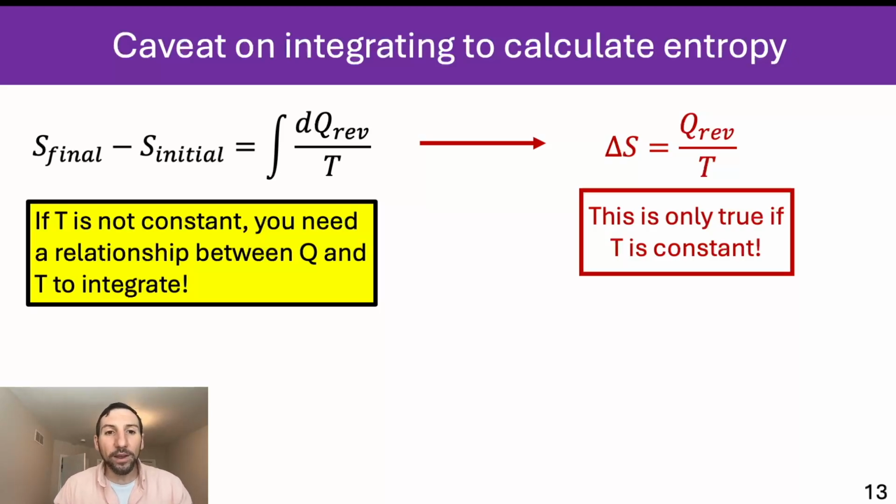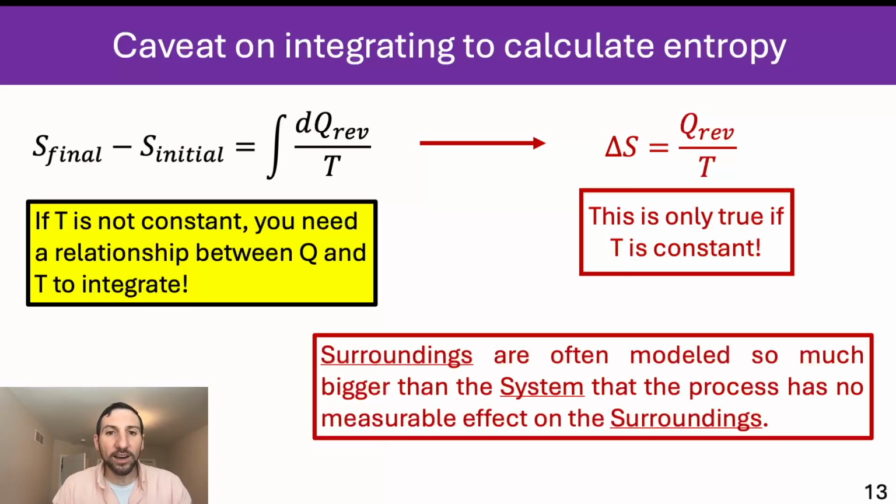Now, one thing you may want to assess when you're looking at your system is that sometimes you may have the surroundings and you can model them as something that's so much bigger than the system that the process has no measurable effect on the surroundings. If that's the case, where the surroundings are so much bigger than your system, that is a situation where you can actually say delta S equals Q reversible over T.